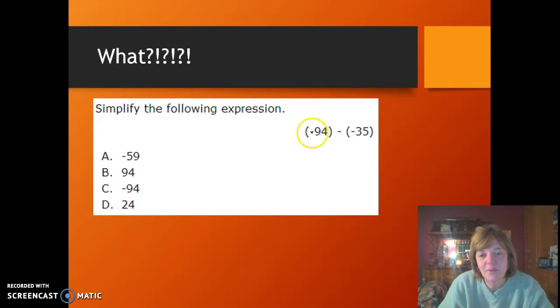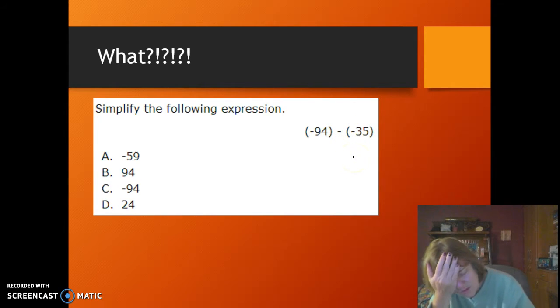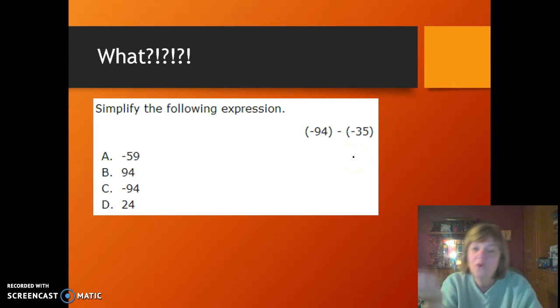So look what's going on here. We have a negative 94. Wait a minute. Minus. Oh yeah, I wanted to throw these back in again. Minus a negative 35. How in the world do we do that? Well, you kind of need the multiplication, the negative multiplication stuff knowledge too.